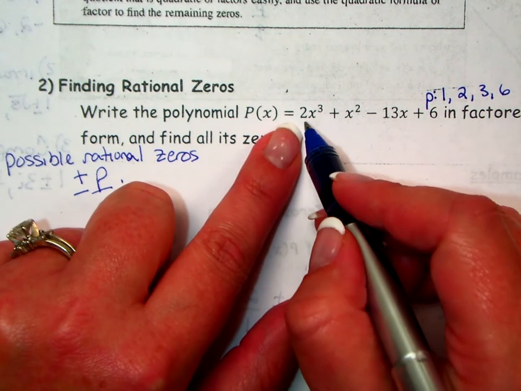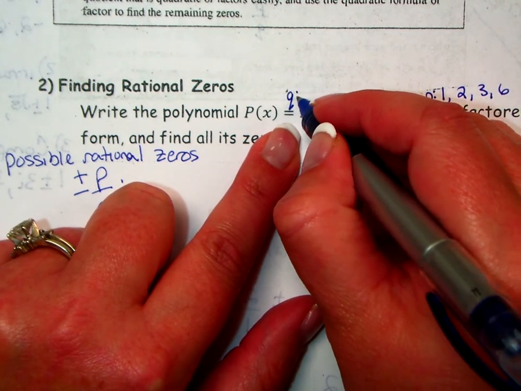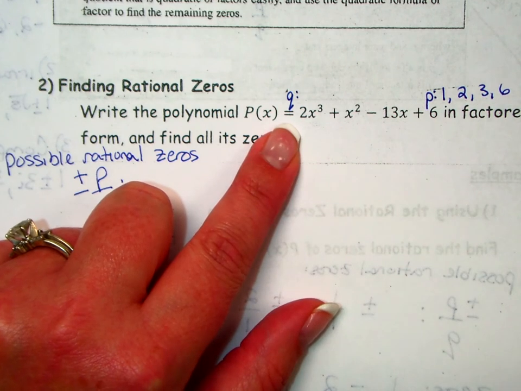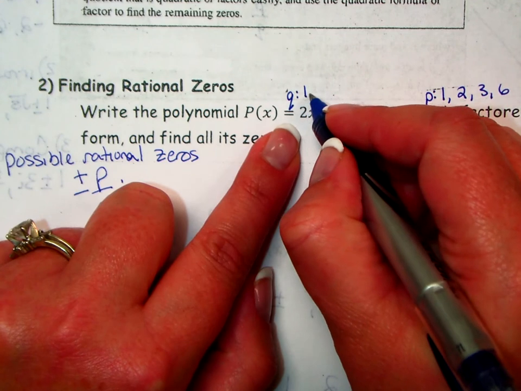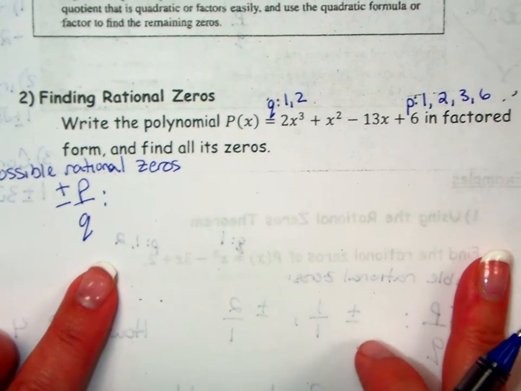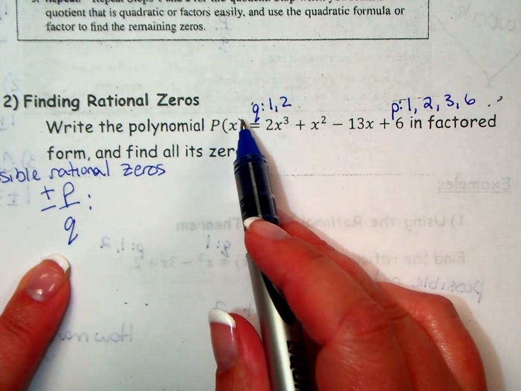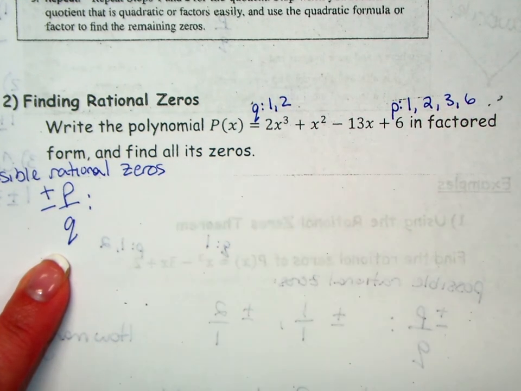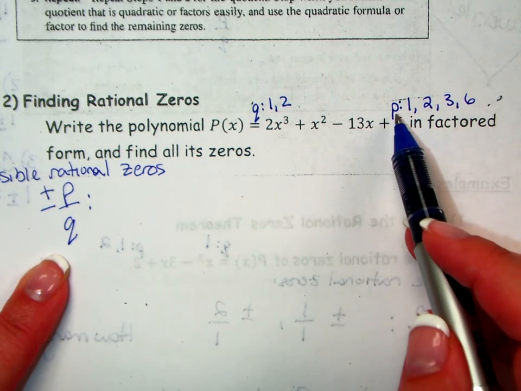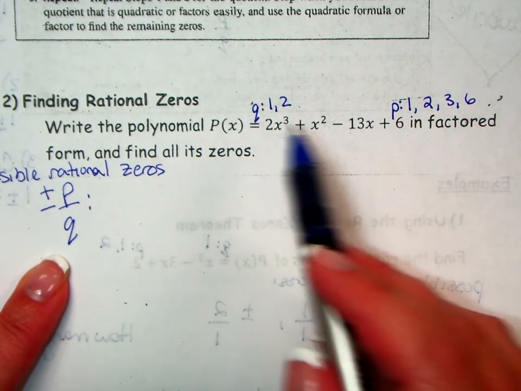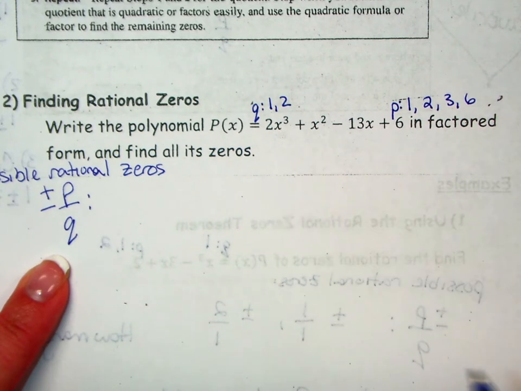And then I'm going to come over to the leading coefficient here, and the leading coefficient is going to give me the q values. So the leading coefficient is 2, and the factors of 2 are 1 and 2. Right? So when I come up with this list, I need to put all the p values over all the q values. You need to do this really carefully, orderly. So what I like to do is put all the p values over 1 first, and then put all the p values over 2 in the next row.